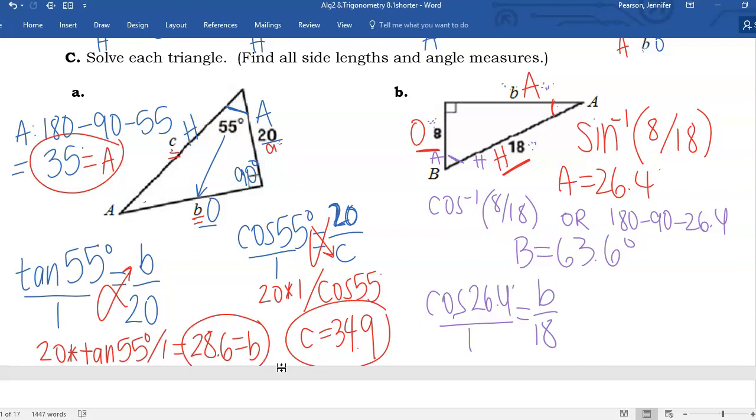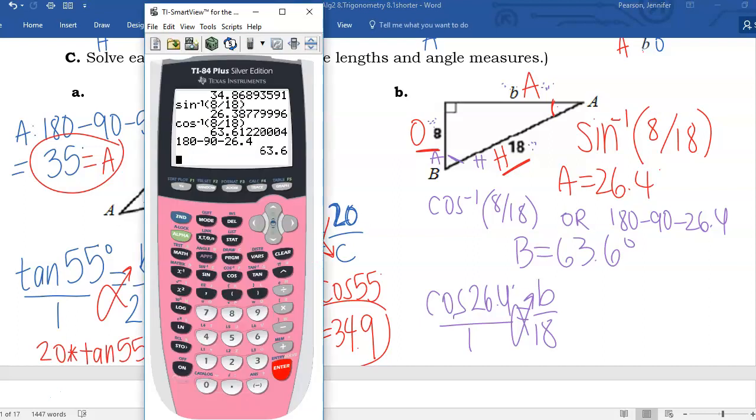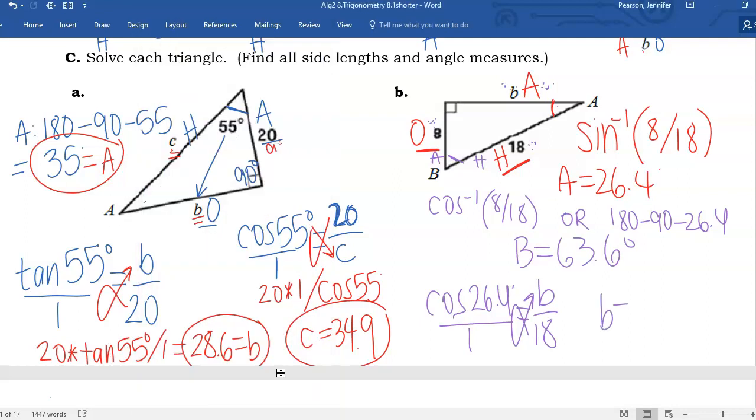Okay, this is what I was doing on example C part A. Now that I have my cosine equal to my adjacent over my hypotenuse, I can do a cross multiply and divide. So this is going to be 18 times the cosine of 26.4 over 1. That extra divide by 1 isn't really necessary, but we're keeping it organized. Gives us 16.1.